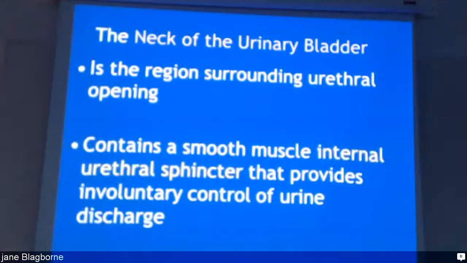So the region surrounding the urethra opening is called the neck of the bladder, and it's smooth muscle with an internal urethral sphincter that provides involuntary control. I should say voluntary control. Involuntary or voluntary, both. Control of urine.